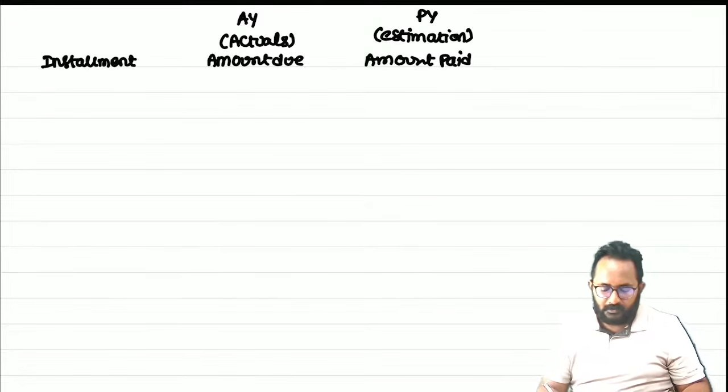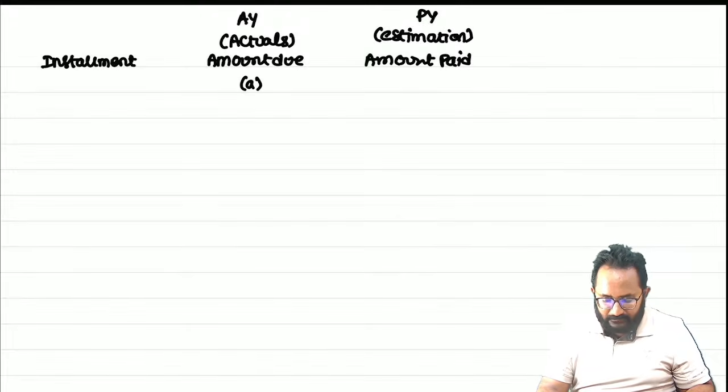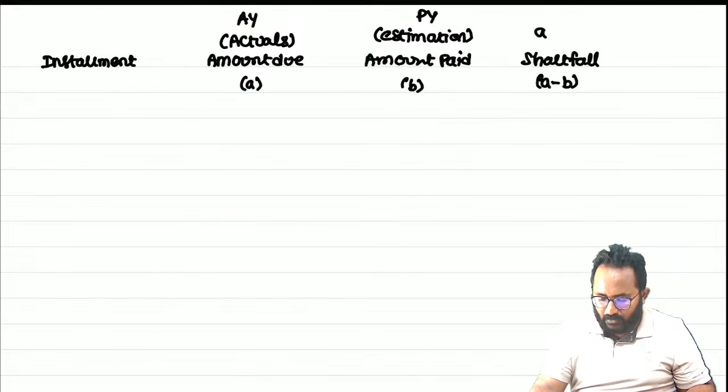Previous year. It is A and it is B. A minus B is called what? Shortfall. When can we get the shortfall? If A is more than B. Next we can calculate interest in this column.